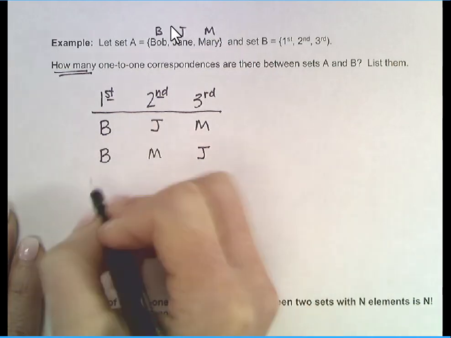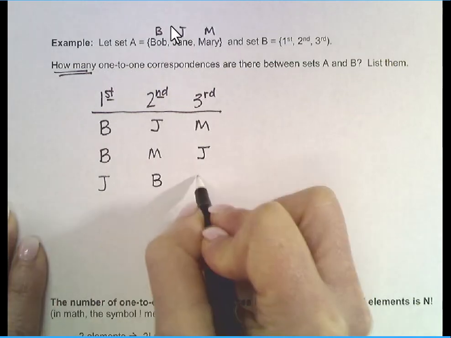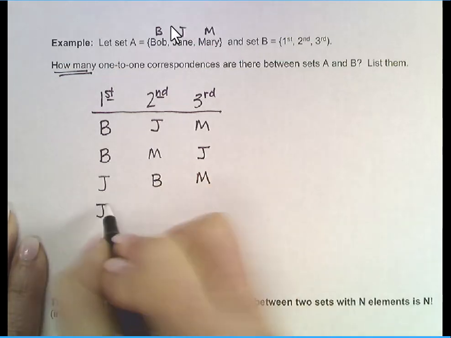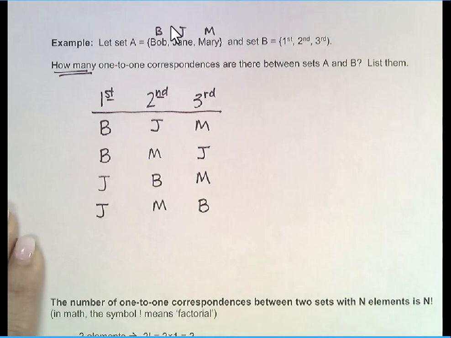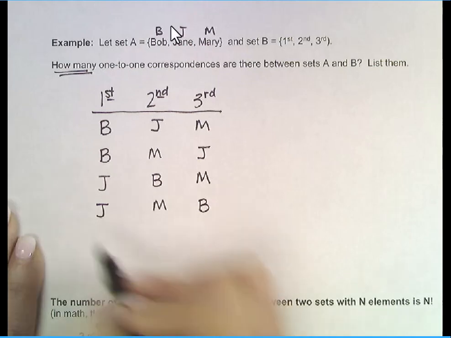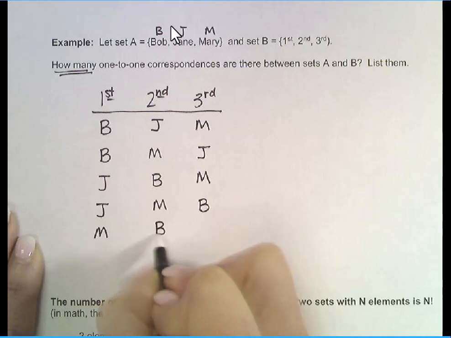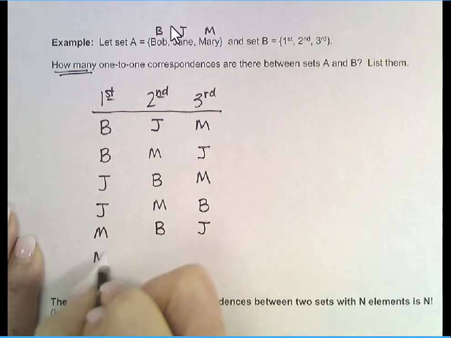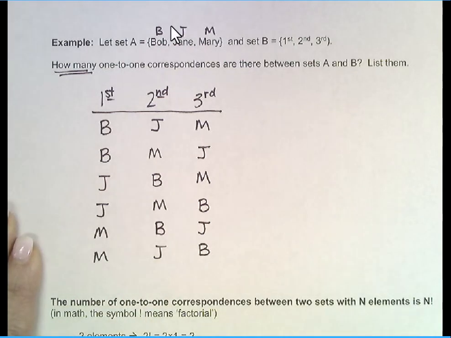Let's put Jane in first place. If Jane gets first place, maybe it goes Bob, then Mary. Or maybe Bob and Mary are switched. So maybe it looks like that. So there's another way that they could get first, second, third place. So that's all the ones where Jane is first. Let's do where Mary gets first place. If Mary gets first place, then it could be Bob or Jane. Or again, maybe Bob and Jane could switch. And that's all the different combinations where Mary would be first.